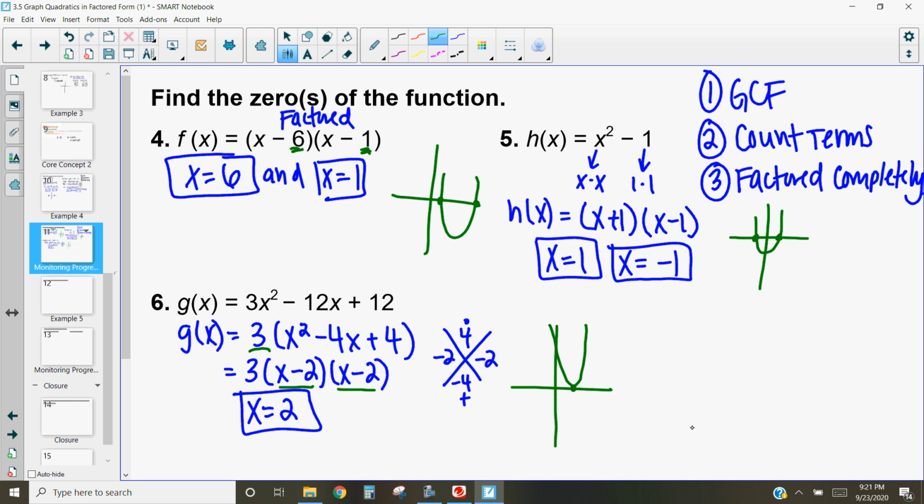And that is how we find the zeros of a function. We set the function equal to 0, we factor it if it's not factored, and then figure out what x values will make it equal 0. And that is how you find the zeros. And a reminder, our zeros are another term for our x-intercepts. So this is telling us where it crosses the x-axis on our graph.